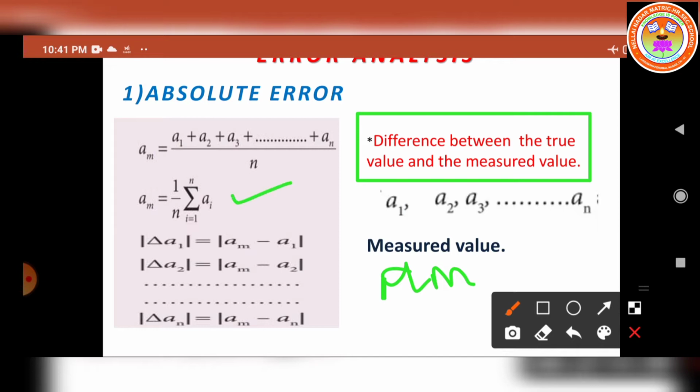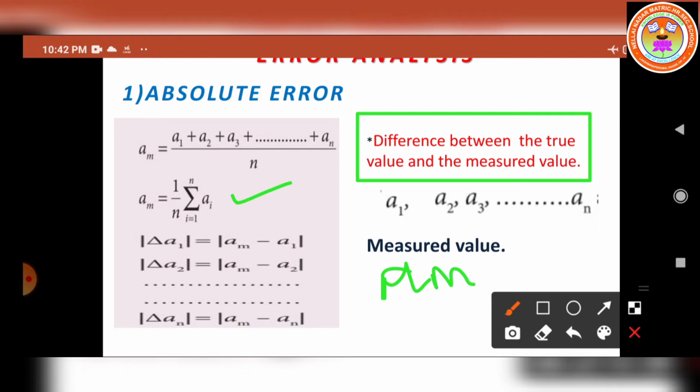The absolute error in measured values is given by, the absolute error is denoted by the symbol modulus delta A1. So modulus delta A1 is equal to what? The difference between the true value and the measured value. So we take the true value symbol as A suffix m, and the measured value symbol is A1. So we can write the formula: modulus delta A1 is equal to modulus A suffix m minus A1.